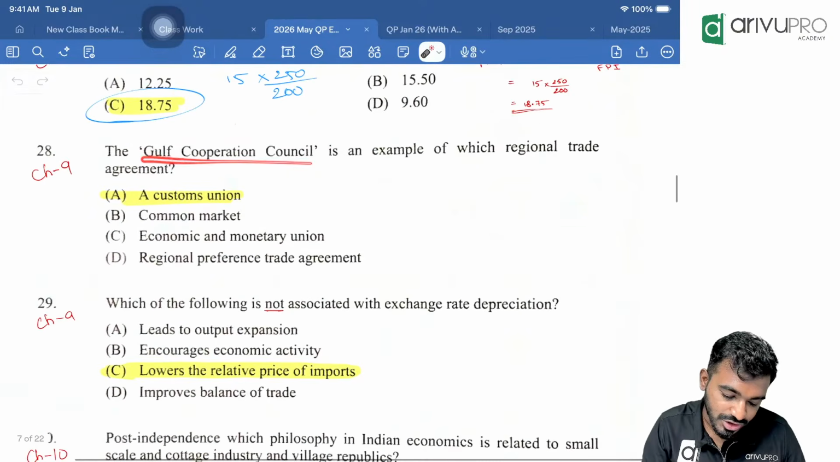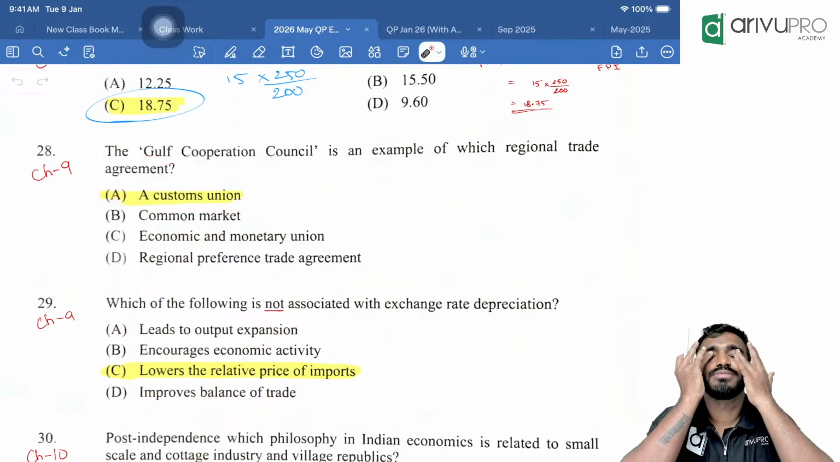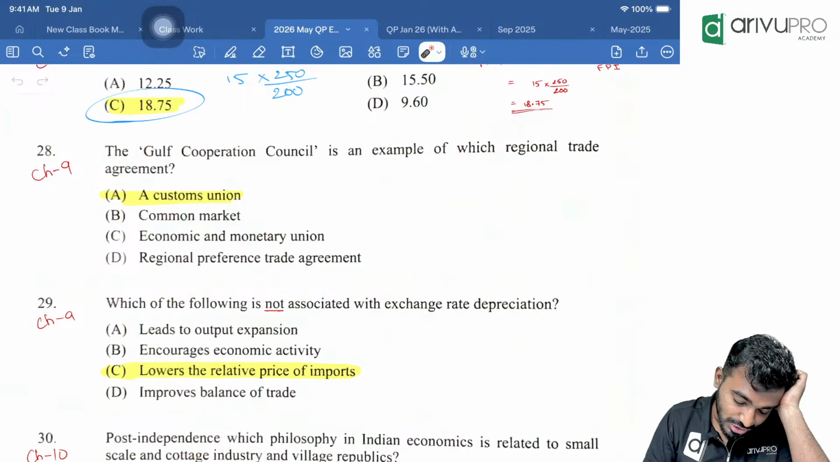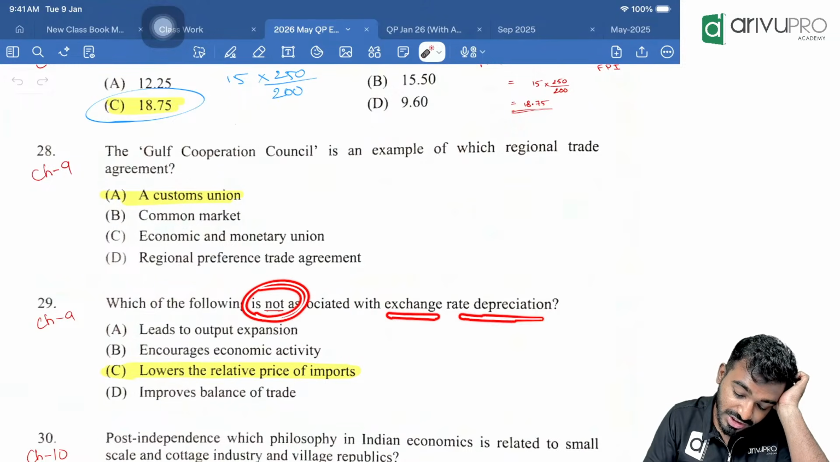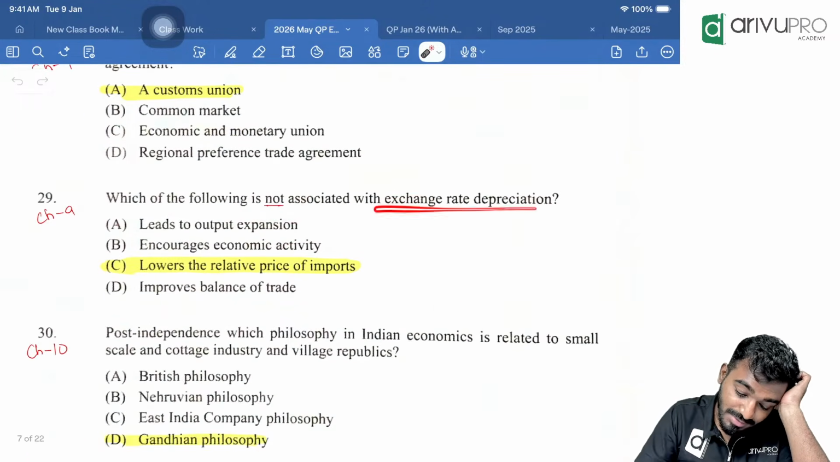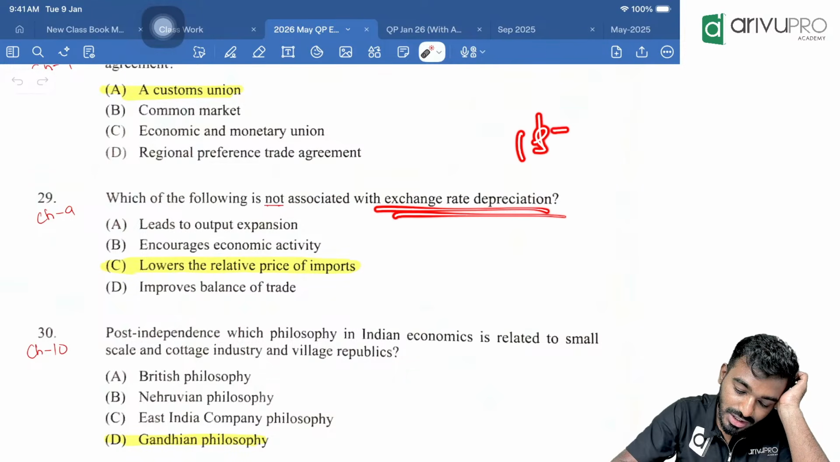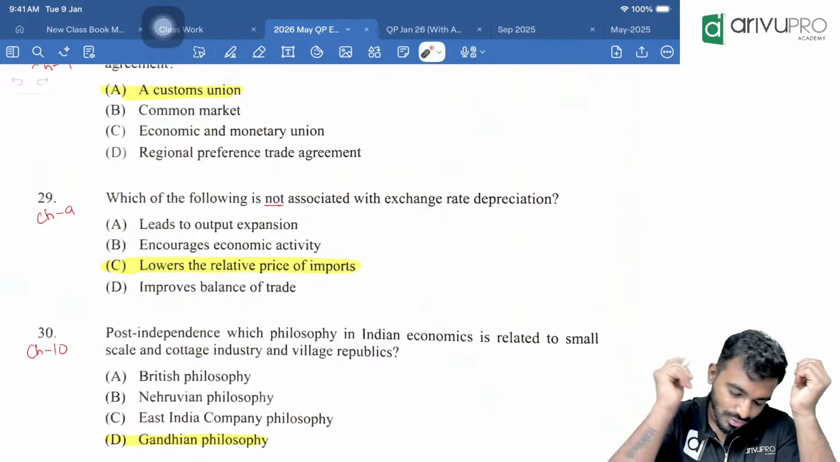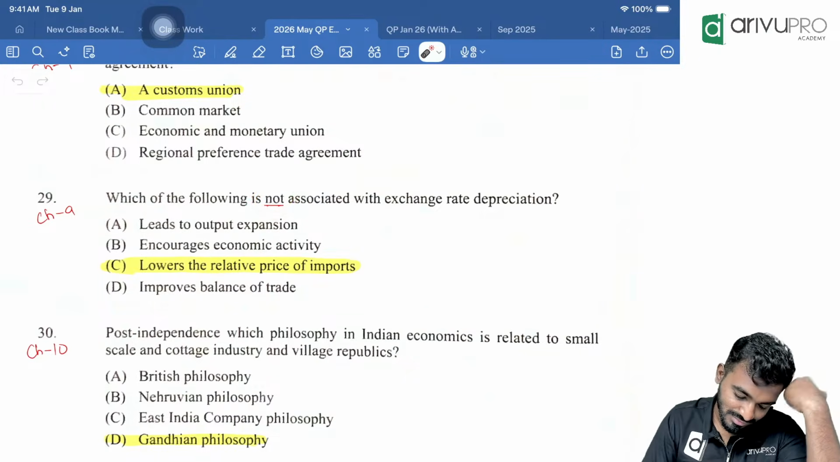The Gulf Cooperation Council is an example of a customs union. Another example, European Union, the word Union. See, which of the following is not associated with the exchange rate? Depreciation. They are speaking about depreciation. That means $1 becoming 95 to 100. This is called depreciation. It lowers the relative price of the imports. No, not associated, they are asking.